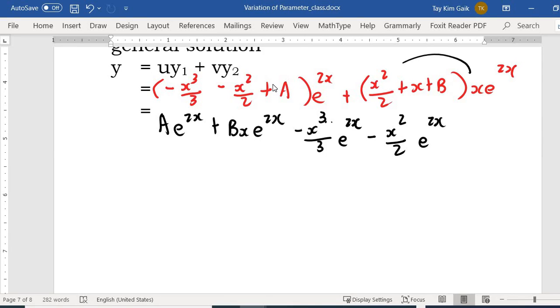Then later on you have x squared over 2 times x, which gives x cubed over 2, and this is positive, times exponent 2x. Later on, here, plus x squared exponent 2x. So you simplify these two terms.